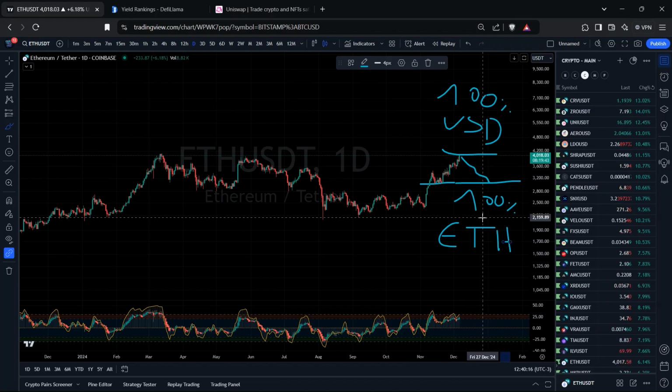So I would use this strategy only if I am bearish or neutral on Ethereum and prefer to hold mostly US dollar while earning fees in a specific price range.